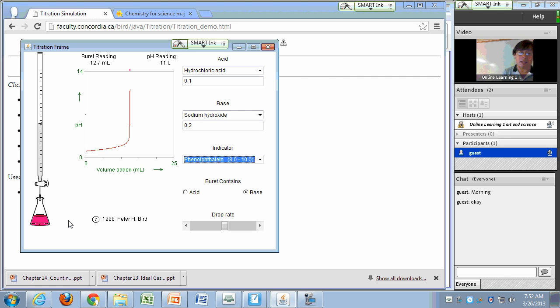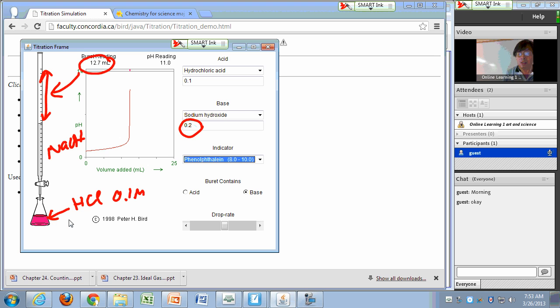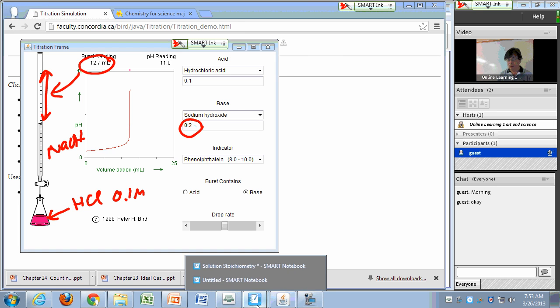So in this particular titration, you added 12.5 milliliters of your titrant. You have your sodium hydroxide here, and the concentration was 0.2 molar, and you have your hydrochloric acid down here, which is 0.1 molar hydrochloric acid. So that's what a titration looks like. Okay, so let's solve the problem that we talked about earlier.